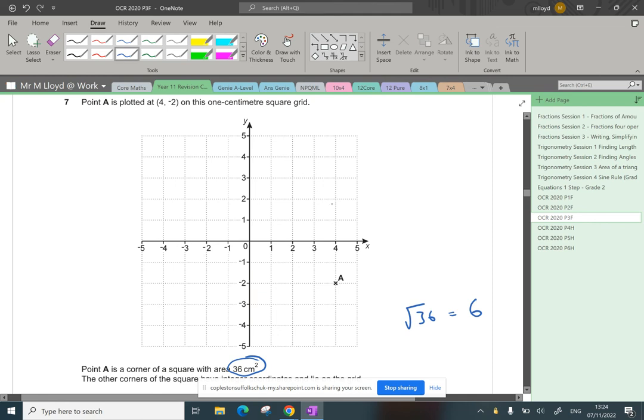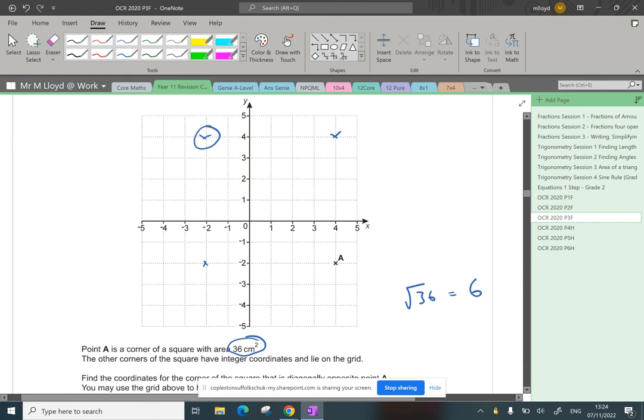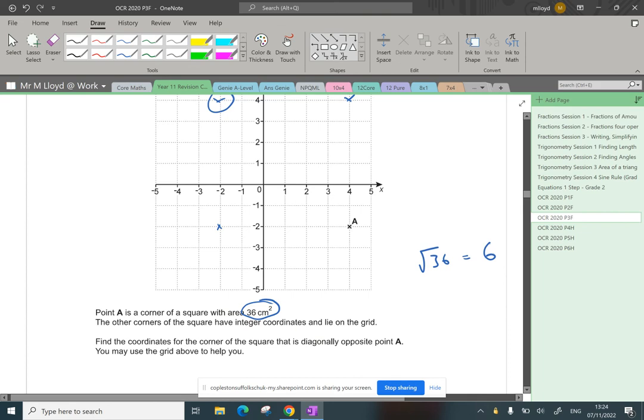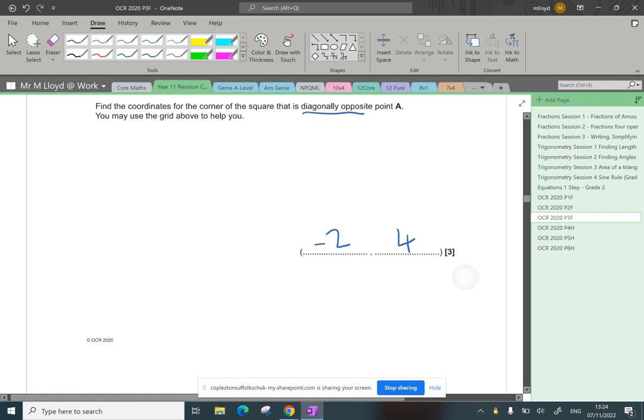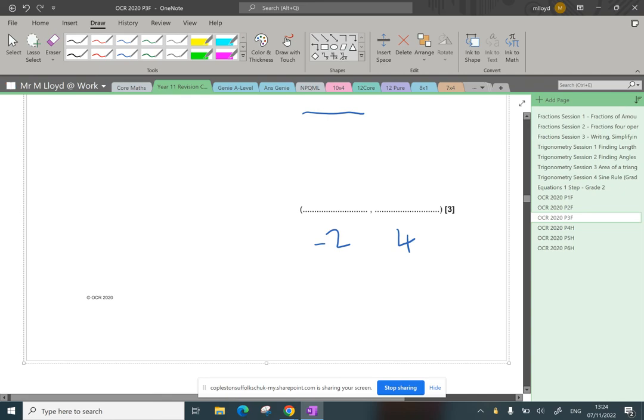1, 2, 3, 4, 5, 6. So one coordinate is there. 1, 2, 3, 4, 5, 6. And then the final one. So that one is going to be our final coordinate that we're looking for, because it says find the coordinates of the corner of the square that is diagonally opposite, which is -2, 4. Super. 3 marks, easy.